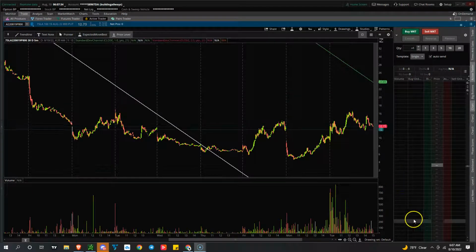Today we're going to go over Active Trader and basically how I have this set up. I'm not going to go into too much of Active Trader. There are plenty of videos to let you know how to set it up.